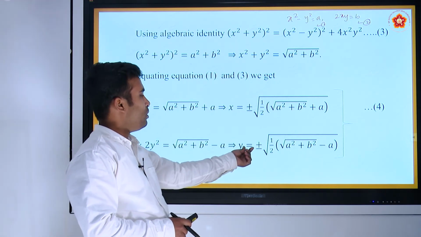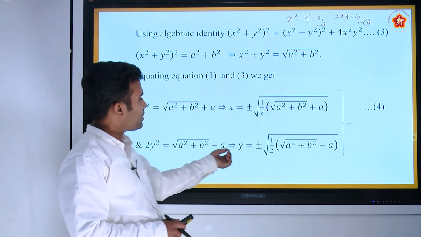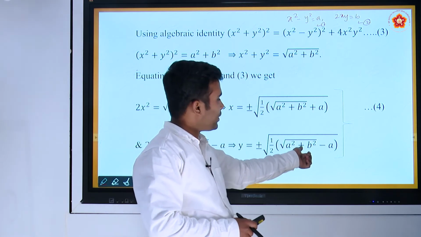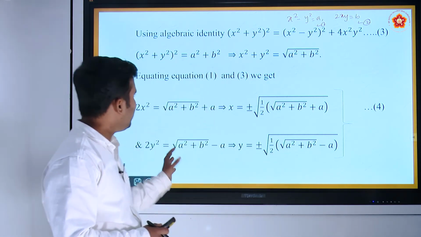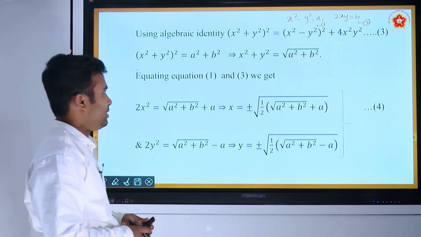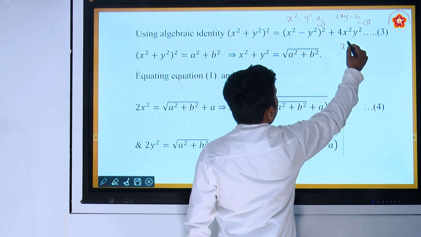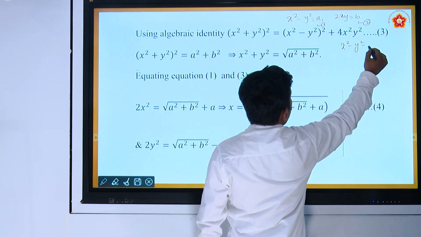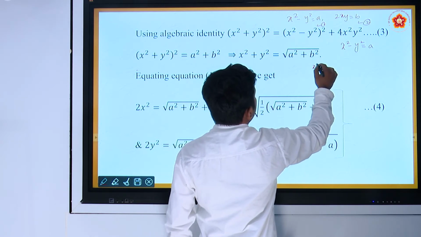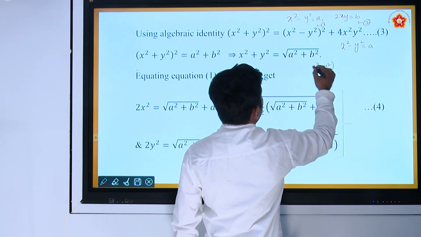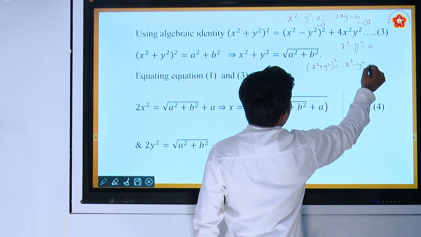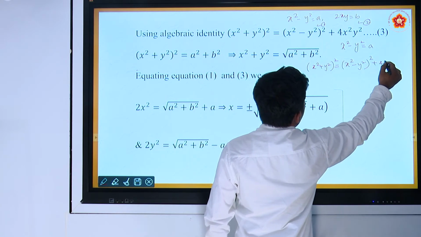which means y is equal to, if you take the square root on both sides, plus or minus square root of 1 by 2 square root of a square plus b square minus a. Here we have used both equation 1 and 3. What is equation 1? This is x square minus y square is equal to a, and what is equation 3? x square plus y square whole square is equal to x square minus y square whole square plus 4x square y square.